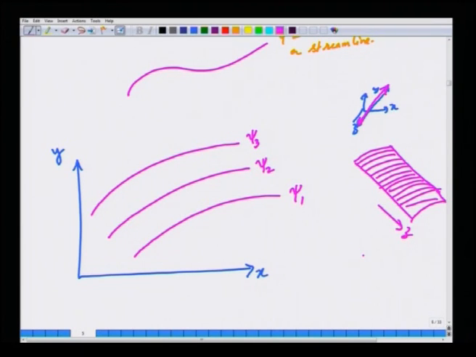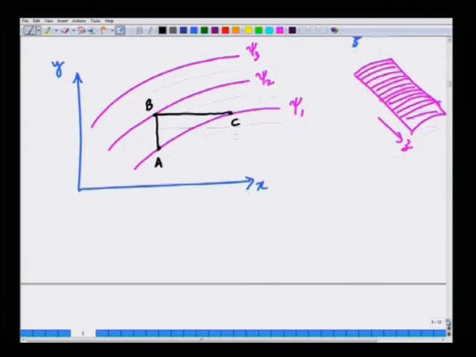Now, suppose I look at any 2 points, A and B. You can ask the question, what is the volume of fluid that flows between these 2 points per unit width of the third direction z? You can likewise consider some other orientation of the area. What is the volume of fluid flowing through this area per unit width in the third direction, per unit time? That is the question that we want to answer. So, let us find out the volumetric flow rate.